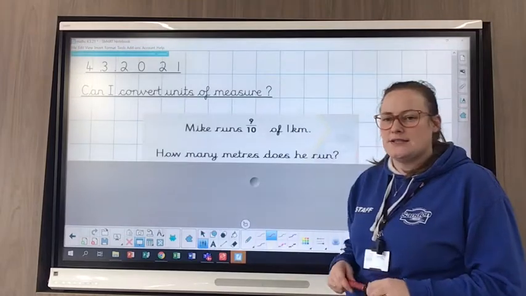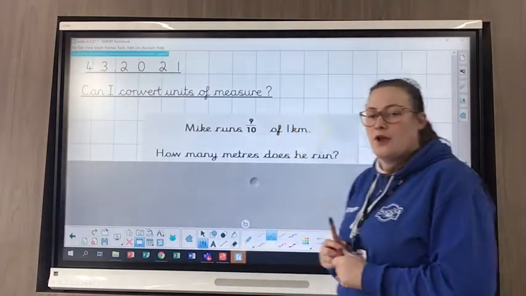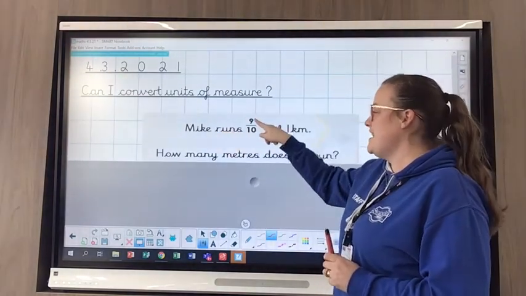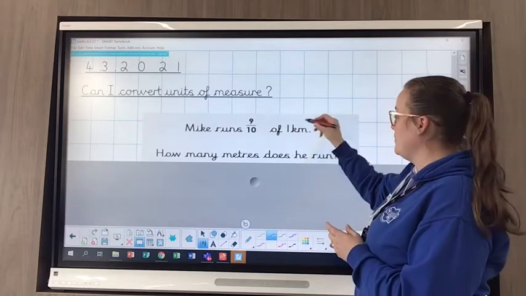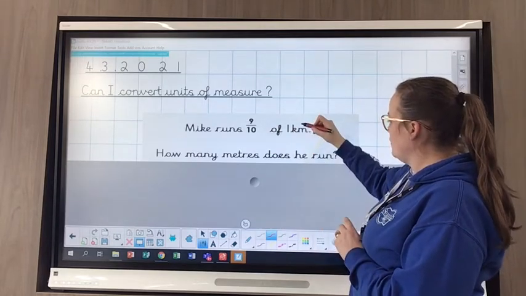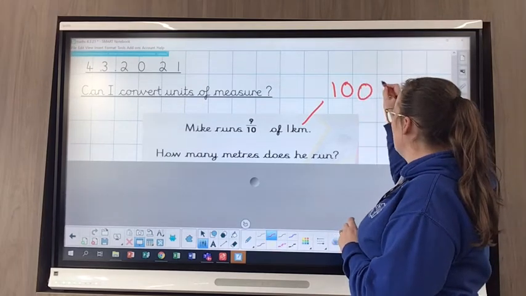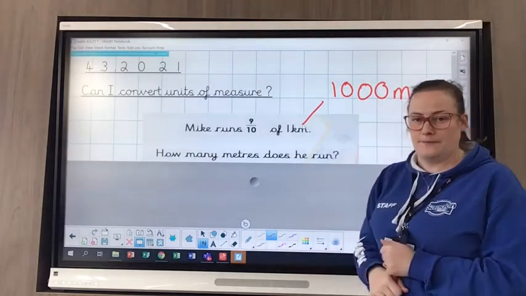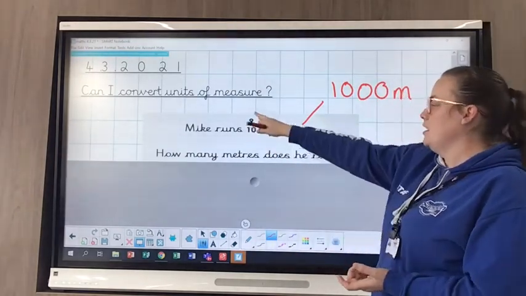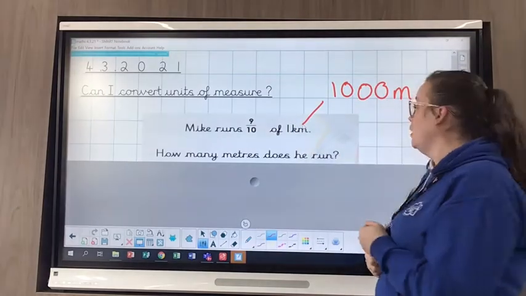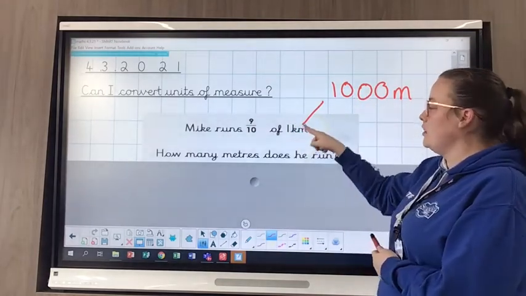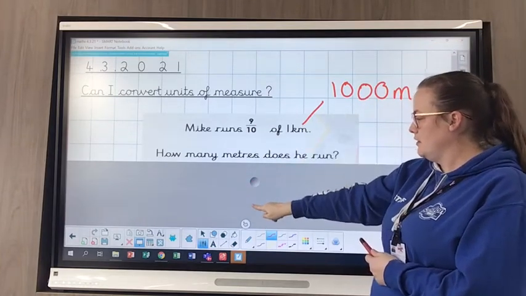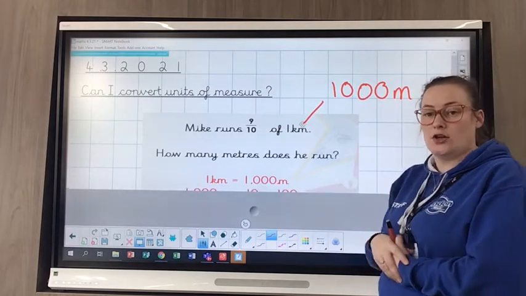You've worked super hard today, Year 5, but just to go over our final question before we move on. Mike runs 9/10 of a kilometre, remembering that this would be 1,000 metres. Okay? How many metres does he run? So how are you going to work out 9/10 of 1 kilometre? Well, we know that 1 kilometre is 1,000. So we know we have 1,000 metres in a kilometre.